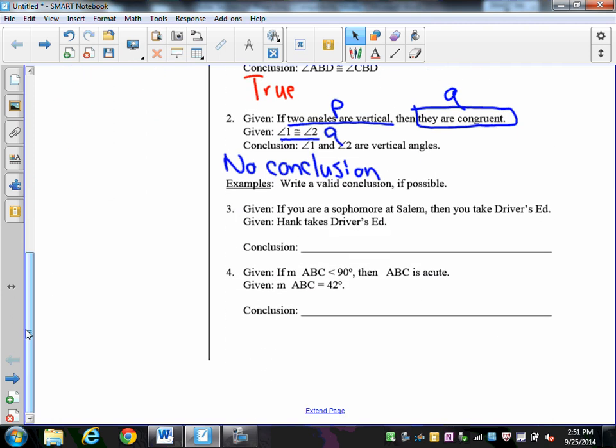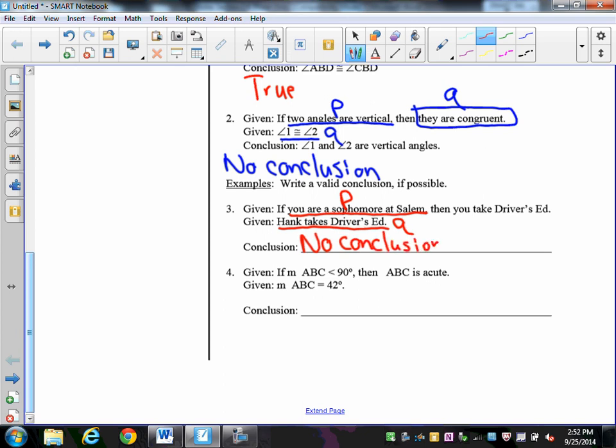So let's take a look at number 3. It says, if you are a sophomore at Salem, this is our hypothesis, then you take driver's ed. Well, it says Hank takes driver's ed. Is that the hypothesis? No, again, it's the conclusion. So we have no conclusion. This is the thing that confuses people all the time with the law of detachment. You need to have the hypothesis given to you.